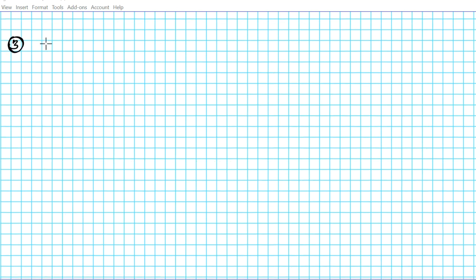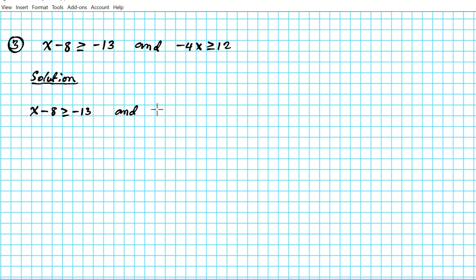All right, question 3. Let's say we want to solve the compound inequality x minus 8 is greater than or equal to negative 13, and negative 4x is greater than or equal to 12. All right, so let's go ahead and solve this. Now, if you take a look at this compound inequality, it doesn't look like number 1, and it doesn't look like number 2 either. So what kind of compound inequality is this?